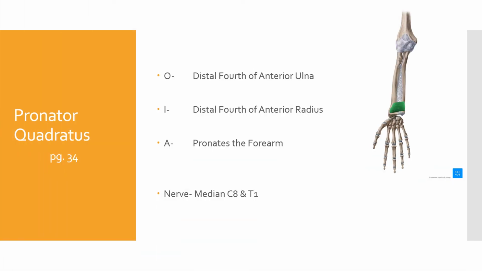Pronator quadratus, origin, distal fourth of anterior ulna. Insertion, distal fourth of anterior radius. Action, pronates the forearm.